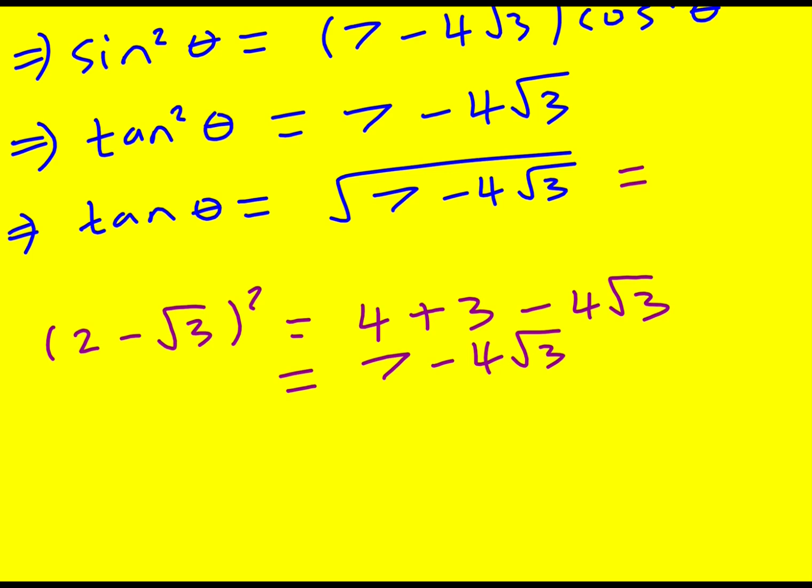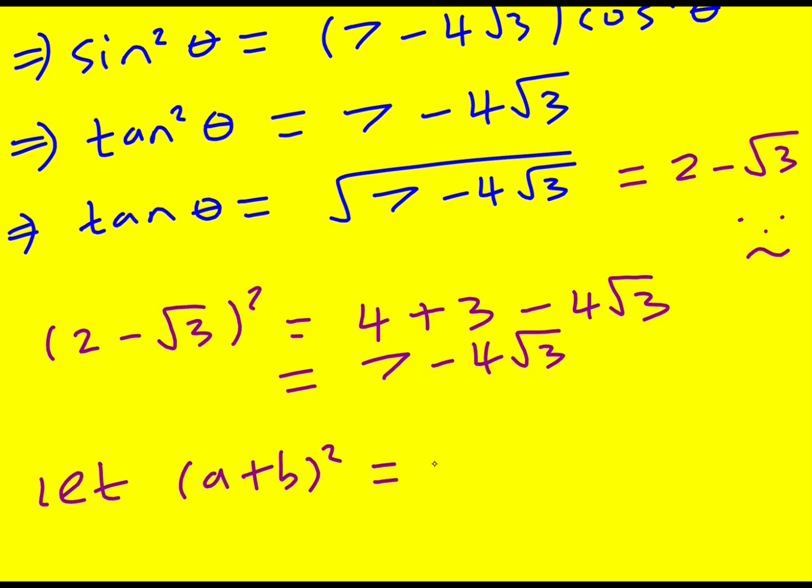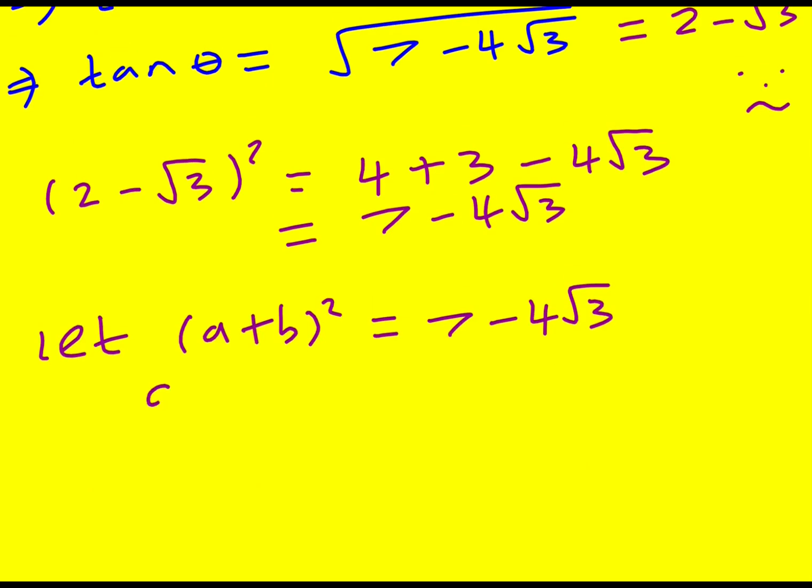So this square root actually is simply 2 minus root 3. That's very subtle. And if you don't see that, you could let a plus b squared equal 7 minus 4 root 3. And let's carry on and do it and create an equation to solve: a squared plus b squared plus 2ab.